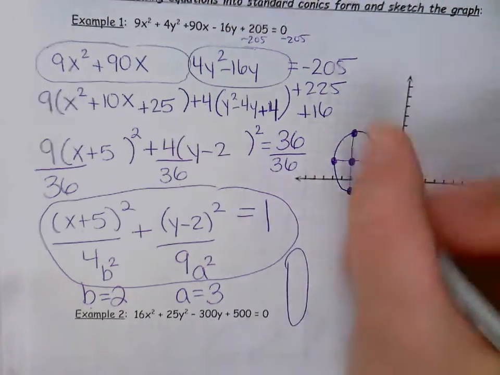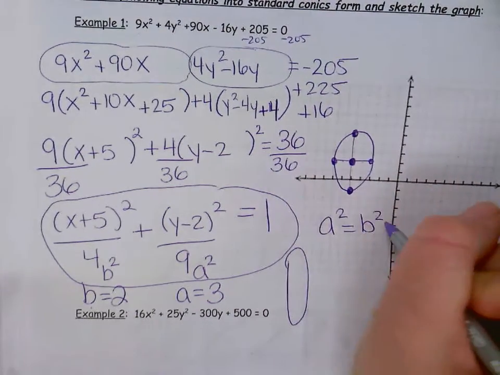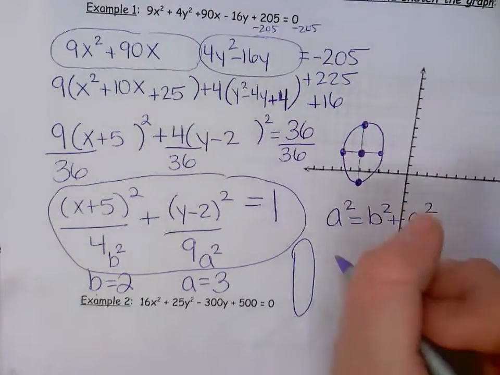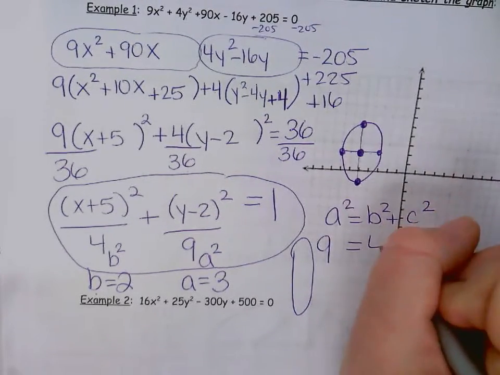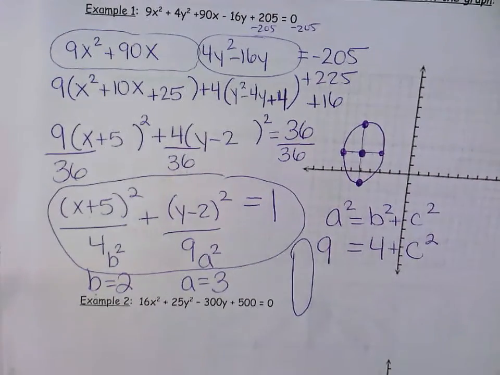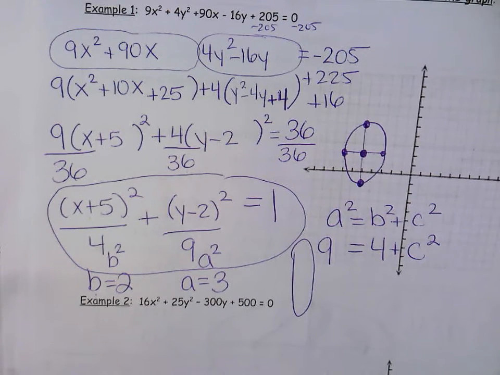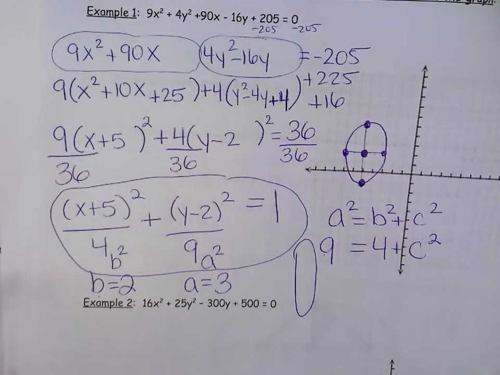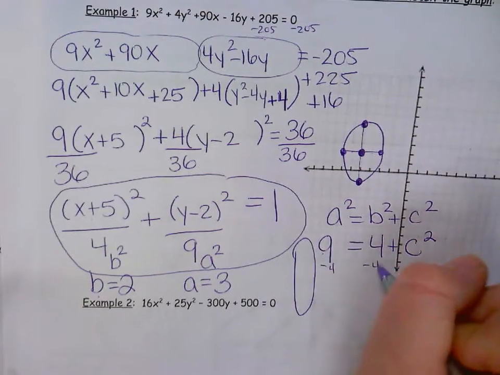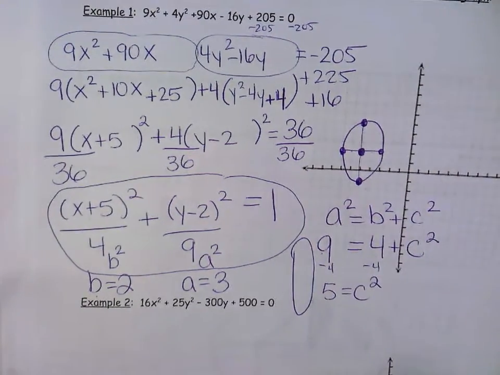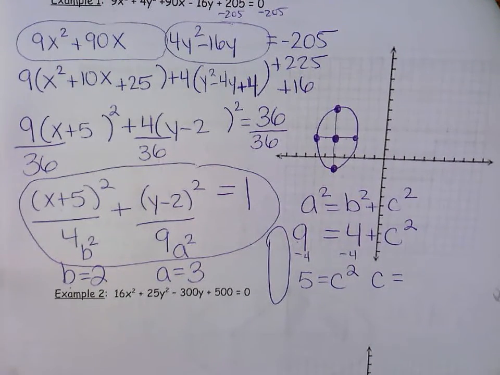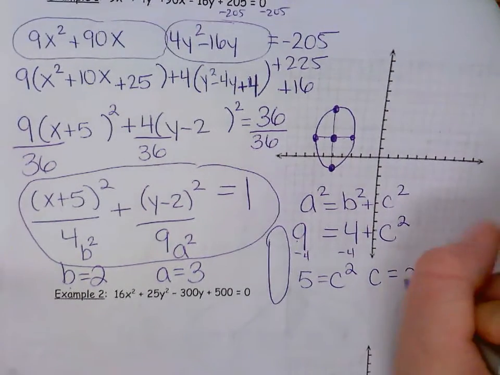So a squared equals b squared plus c squared. I need to solve for c in this Pythagorean identity. I know that a squared is 9, and I know that b squared is 4. So what does that make c squared? If 9 has to equal 4 plus c squared, c squared has to be how much? 5. Subtract 4 from both sides. c squared is 5. So what does c have to be? The square root of 5 is 2.2. Is that what you said it was?